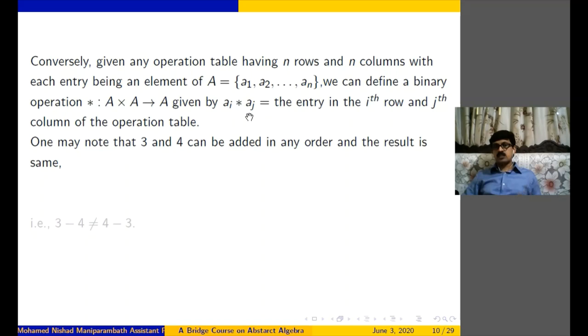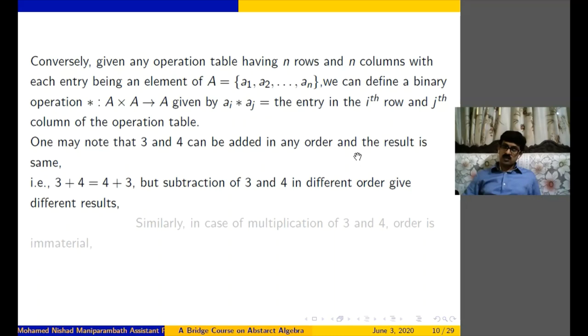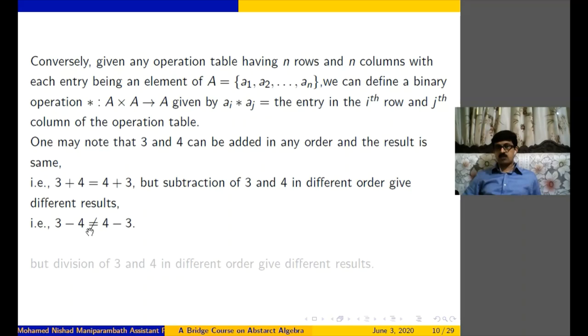One may note that 3 and 4 can be added in any order and the result is the same. That is, 3 plus 4 equals 4 plus 3. It is a very simple thing. But subtraction of 3 and 4 in a different order gives different results. That means 3 minus 4 is equal to minus 1, but 4 minus 3 is equal to 1. They are not equal.